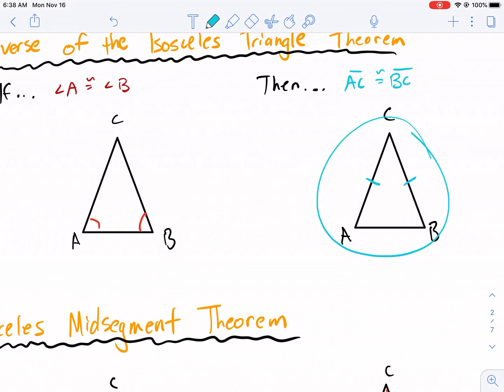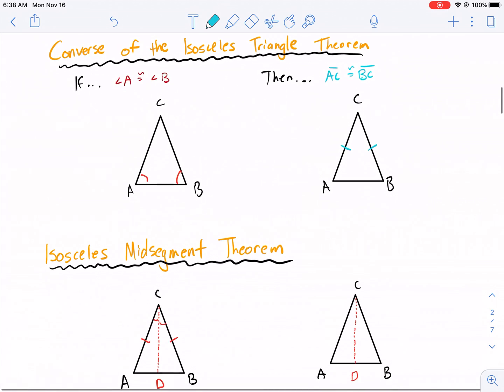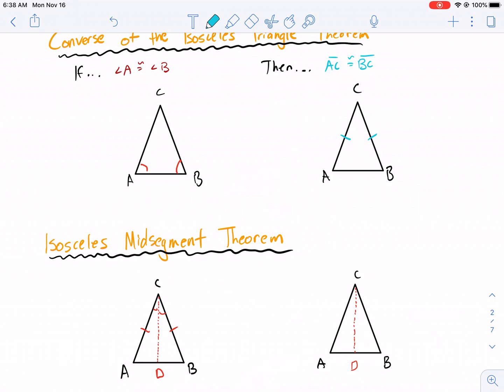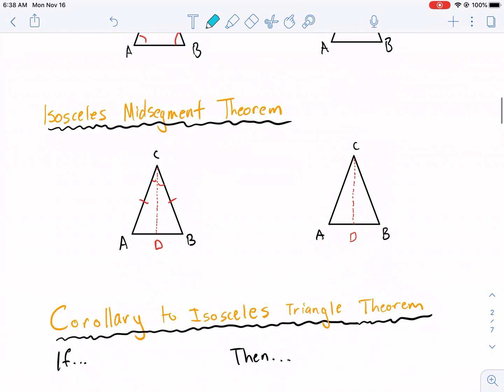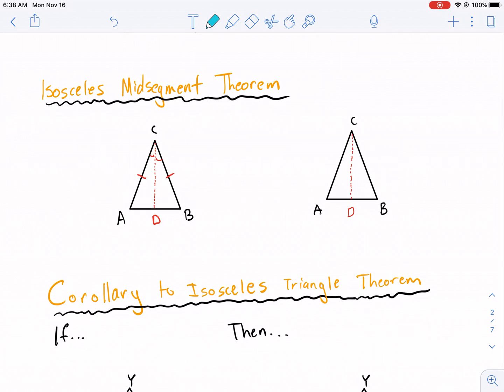And if you just want to use the diagram and not write the letters, that's fine by me. These are your notes, not mine. So obviously if they have two equal angles, then it has to have two equal sides also when it comes to triangles. Here's the isosceles midsegment theorem.